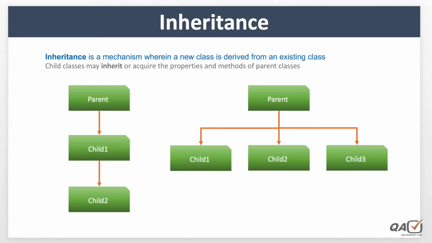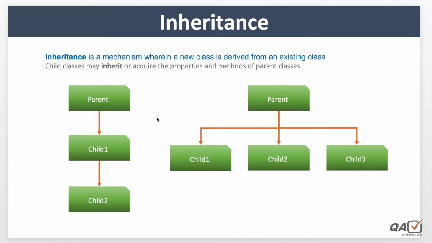There are different types of inheritance available in Java. One of them is single inheritance. On the left-hand side, here is my parent class and one child class which will inherit the properties of the parent class. That is called single inheritance. Now let's say there is another child class which will inherit the properties of child 1. It means child 2 is inheriting the properties of both child 1 and the parent. This pattern is called multi-level inheritance.